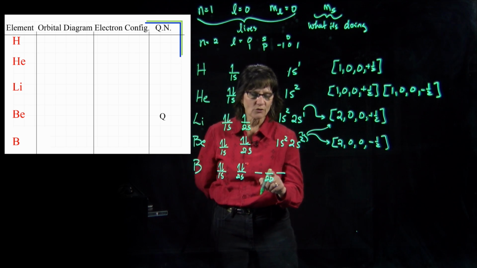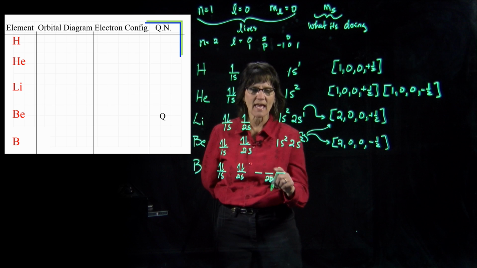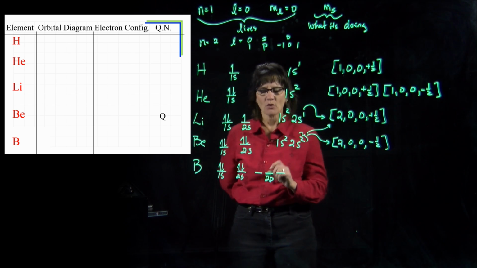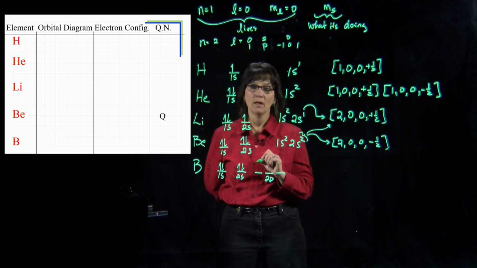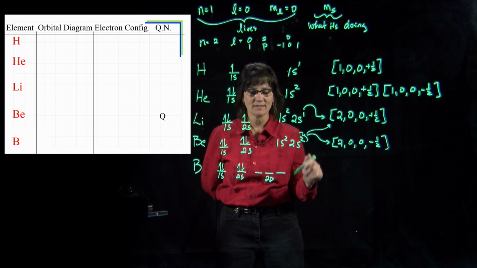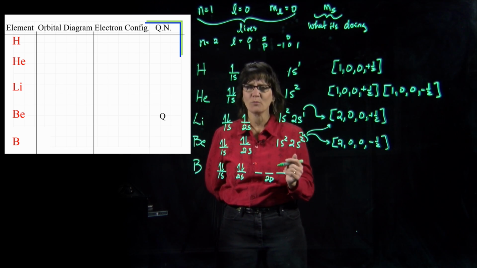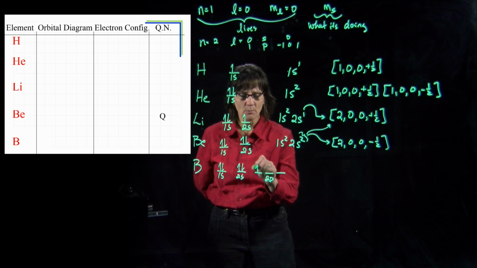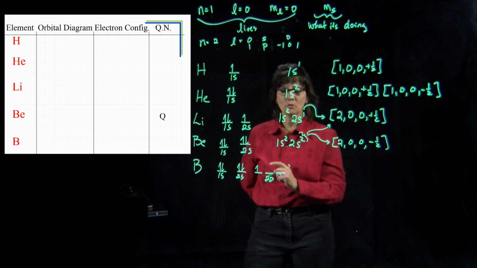Now, these orbitals are degenerate. They have exactly the same energy. So I could put that electron in any one of those that I chose to put it in. It doesn't matter. It's all exactly the same energy. Now, I grew up here in the United States and I read from left to right, so I very typically put it here. Now, I can choose to put it up or I can choose to put it down.